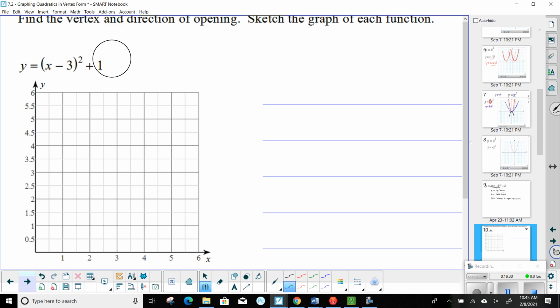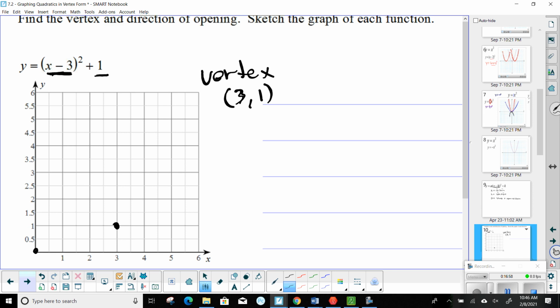Okay, now I'd always start by finding the vertex. Normally the vertex is at 0, 0, right? But I have a minus 3 on the inside. That moves it left or right, and you go the opposite way. It's a minus 3, so I'm going to go right 3. And there's a plus 1, so I'm going to go up 1. So my vertex, and I want you to write this off to the side, the vertex is at (3, 1). The 3 came from in there, right 3. The 1 came from right there.